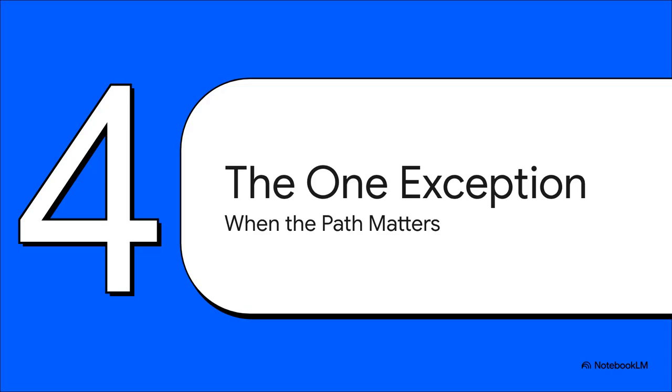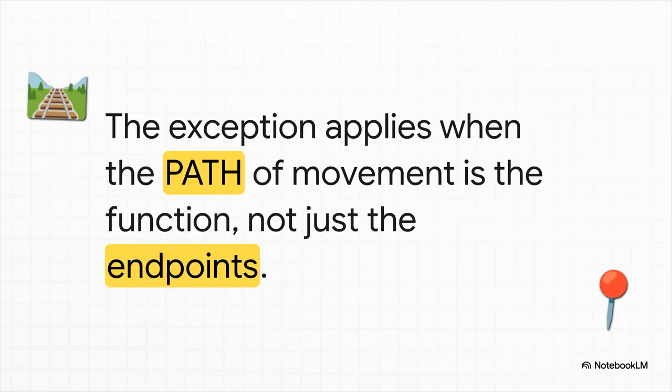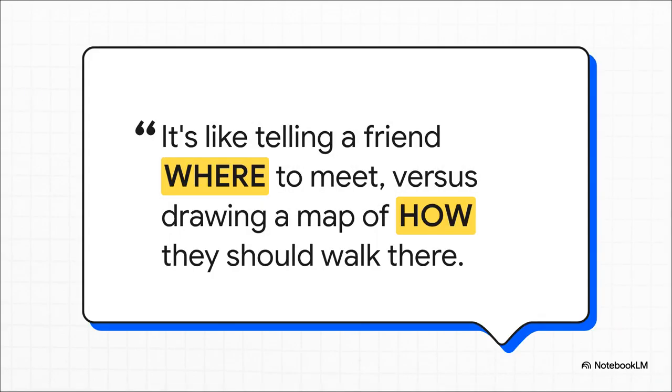Now, like any good rule, this one has a very specific and pretty interesting exception. And understanding this part is key, because it's all about making things accessible without accidentally killing creativity. It all comes down to when the journey is actually more important than the destination. The exception only applies when the function depends on the path of your movement, not just where you start and where you end up. So you have to ask yourself, does how I get from point A to point B fundamentally change what happens?